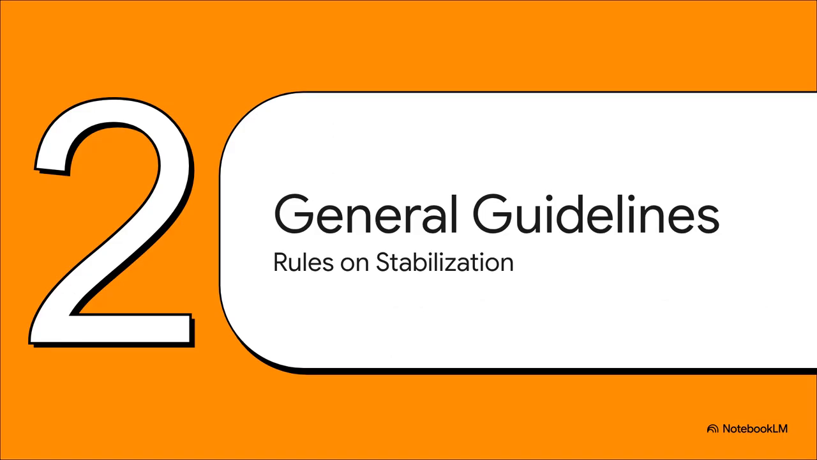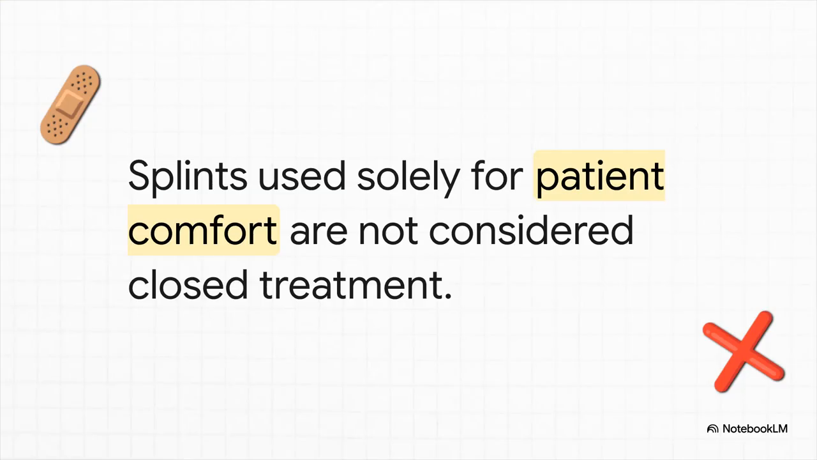Moving right along to Section 2, Musculoskeletal General Guidelines. Now that we've got our map, let's lay down some ground rules, especially when it comes to stabilization. The absolute most crucial thing to remember here is this. A temporary splint applied just to keep the patient comfortable doesn't actually count as a fracture treatment code. If someone rolls into the ER with a broken wrist and the staff throws a splint on it just to hold it steady until ortho sees them in the morning, you do not code that as a closed treatment of a fracture. It's strictly temporary stabilization for comfort.